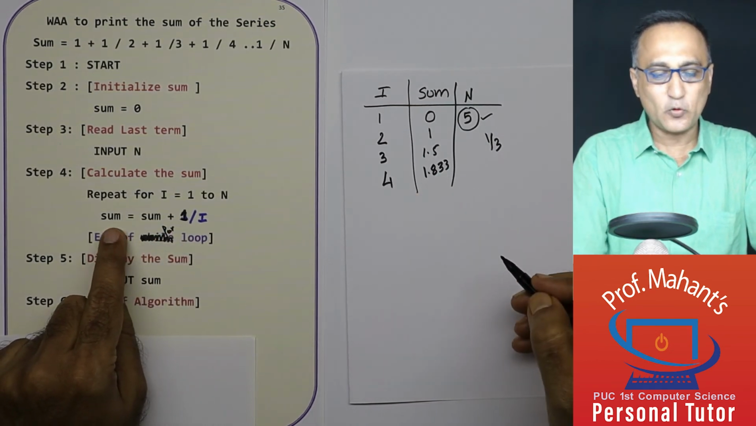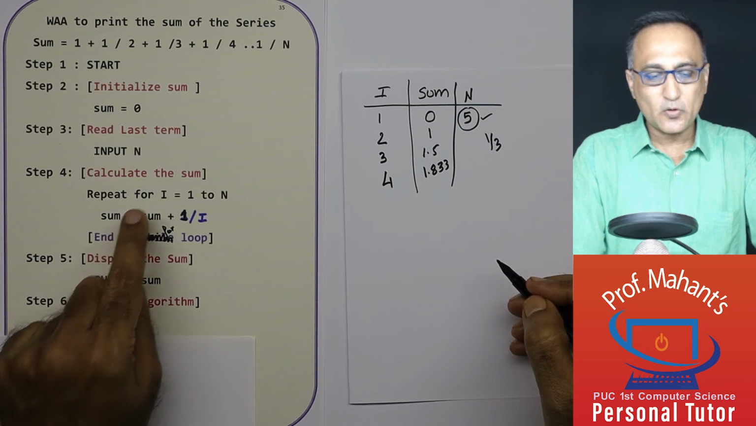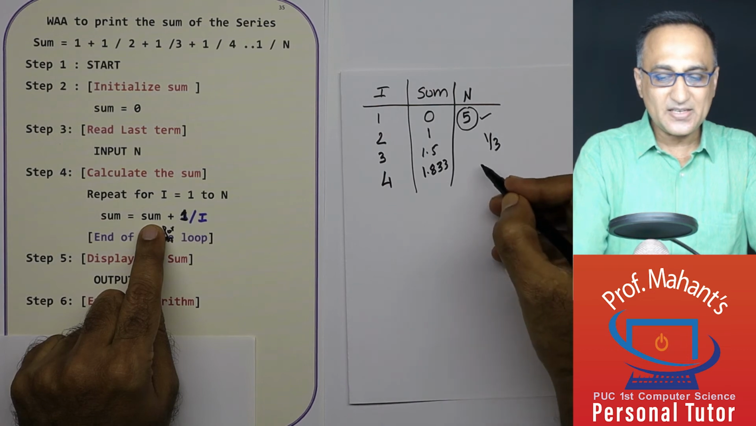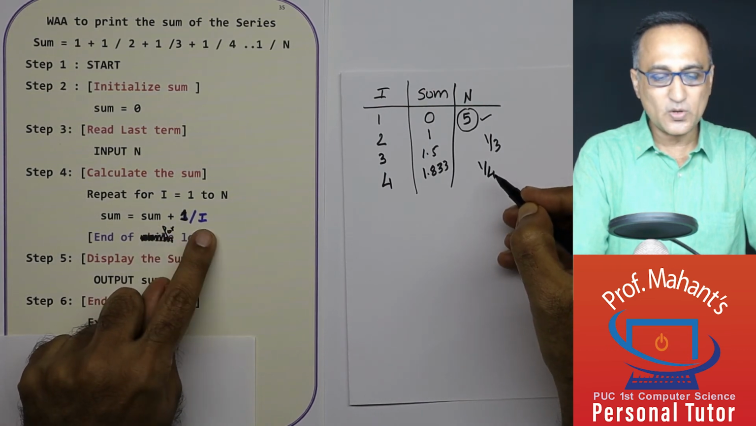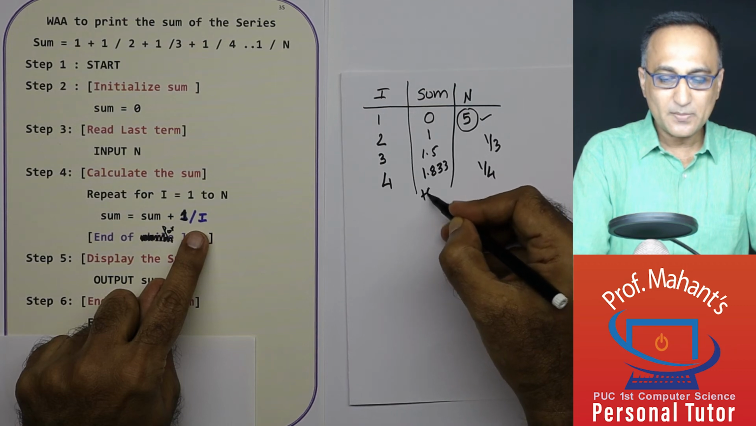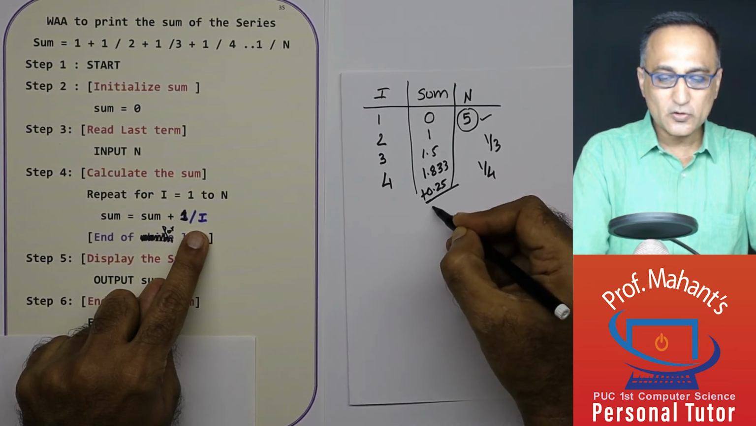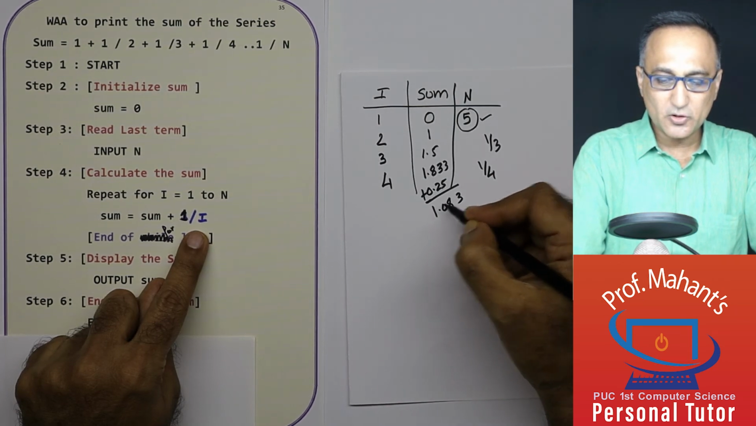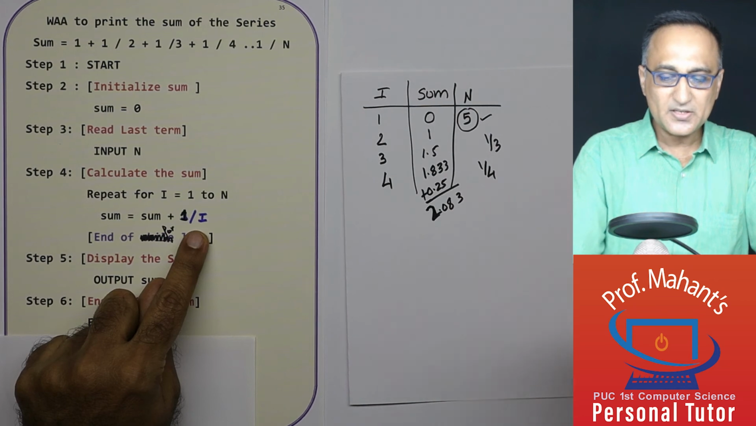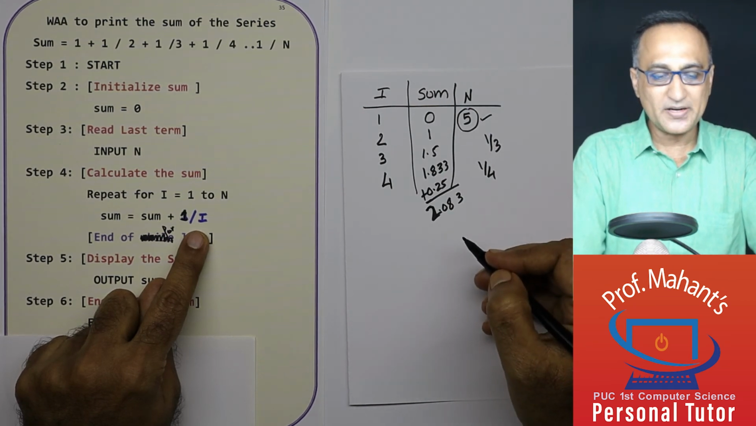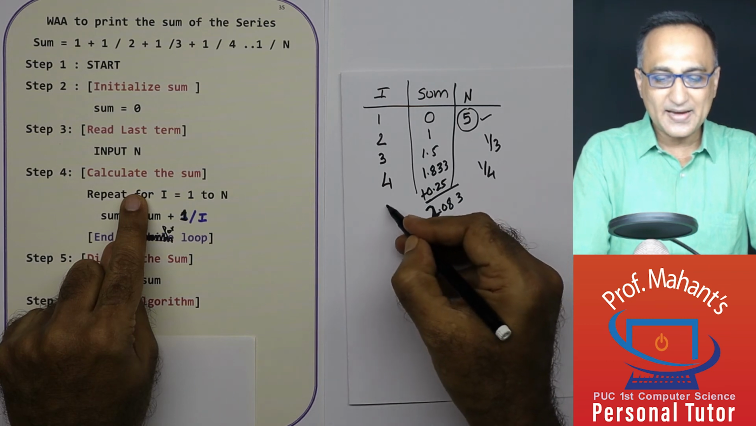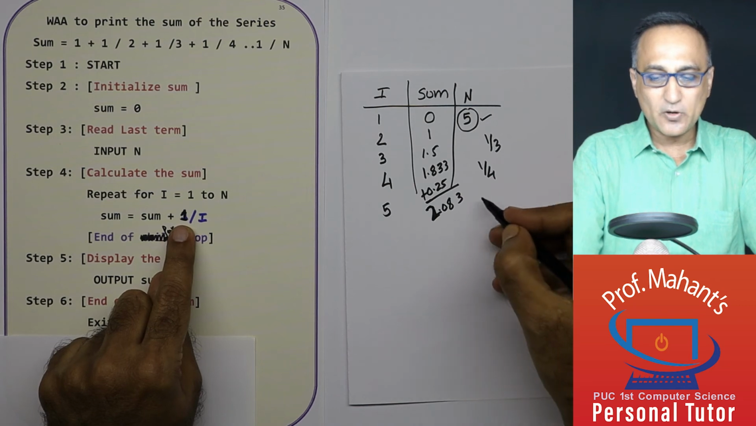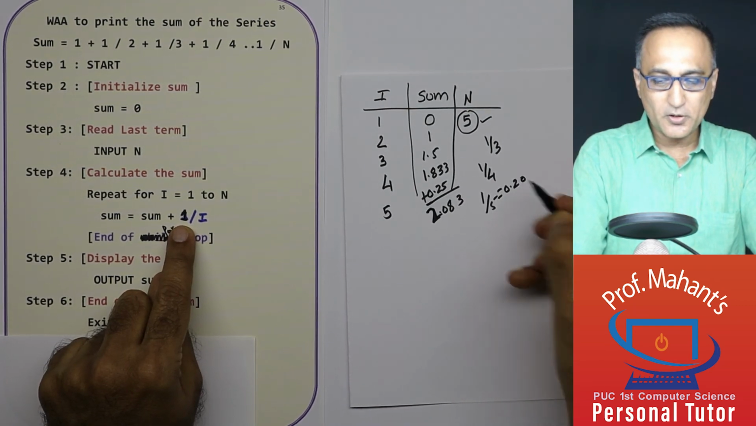I becomes 4. So we again come in here. Sum is 1.833 plus 1 upon 4. 1 upon 4 is 0.25. Adding, 3 plus 5 is 8, 8 plus 2 is 10, carry 1. So sum has become 2.083. Now I goes back here and ends up becoming 5. Sum is 2.083 plus 1 upon 5. 1 upon 5 is equal to 0.20.